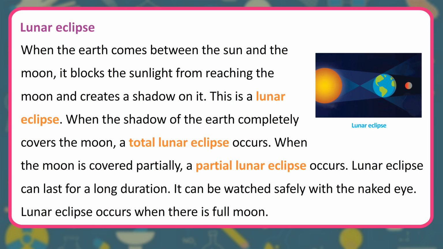Lunar eclipse. When the Earth comes between the Sun and the Moon, it blocks the sunlight from reaching the Moon and creates a shadow on it. This is a lunar eclipse. When the shadow of the Earth completely covers the Moon, a total lunar eclipse occurs. When the Moon is covered partially, a partial lunar eclipse occurs.